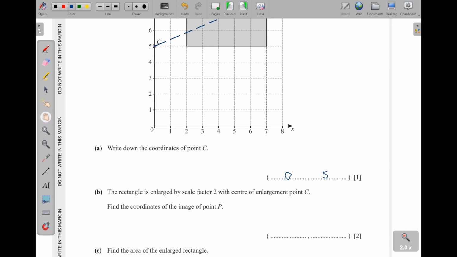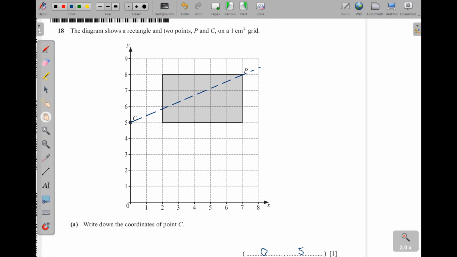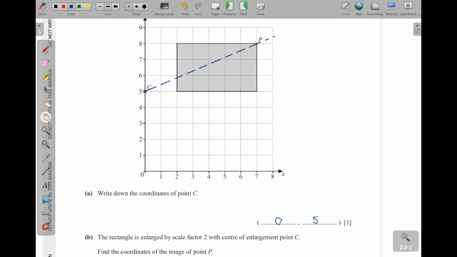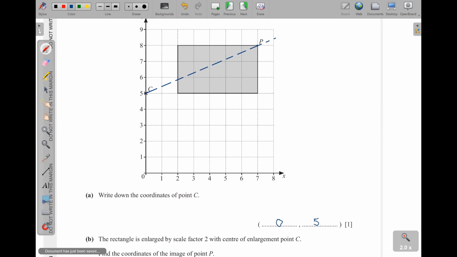Because here they are telling us to find the coordinates of the image of P, meaning if it is multiplied by 2 and the scale factor is positive, the object and the image are on the same side of the center of enlargement. You get it? So we are going to get this one here, then we multiply it by 2. So that will be the distance. So P prime is going to be some other side there. Now what do we have to do? We just have to look at the translation of P from point C.